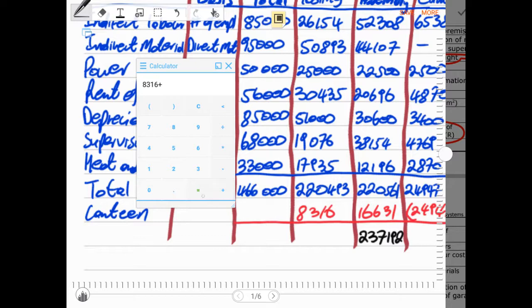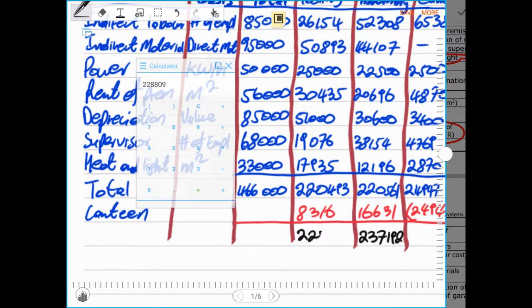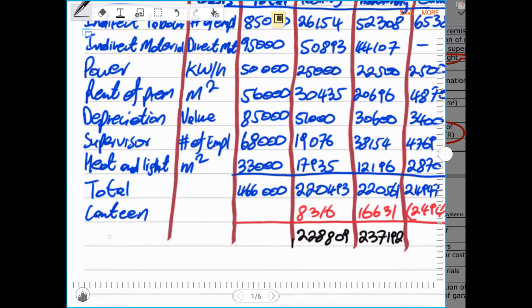8,316 plus 22,0493. That will give us 228,809. So now this will be our total overhead cost. This will be our total overhead cost after the secondary allocation.